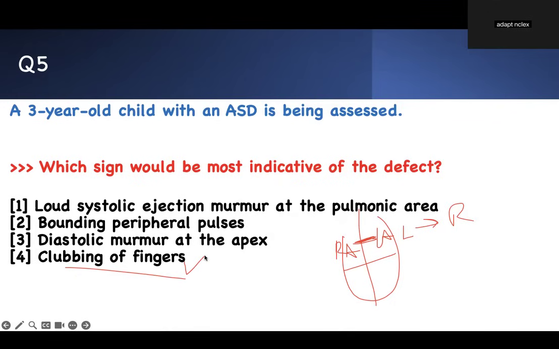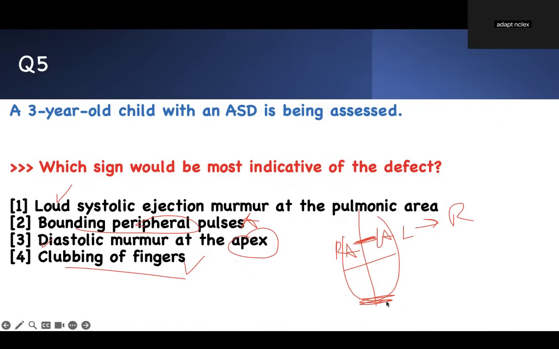Second, bounding peripheral pulses has nothing to do with this. When you have bounding peripheral pulses, this is coarctation of the aorta. That's wrong. Now we are left with 1 and 3. This is how you can use test taking strategy. Look at the location, right? I told you the right atrium and the left atrium are connected. They are not at the apex. The apex is here. But that is another way to see it.